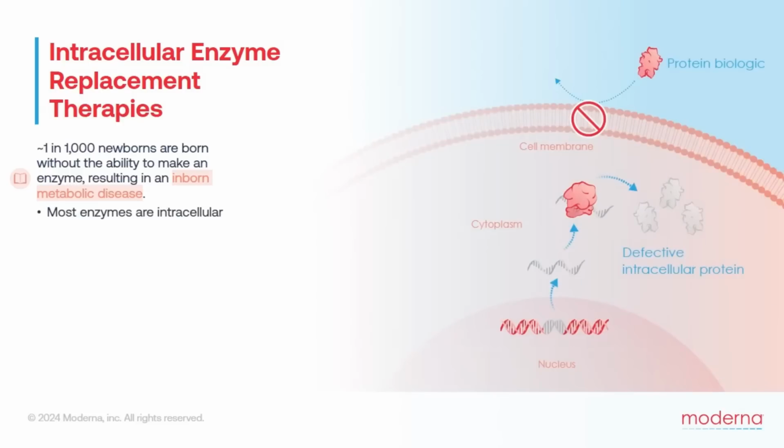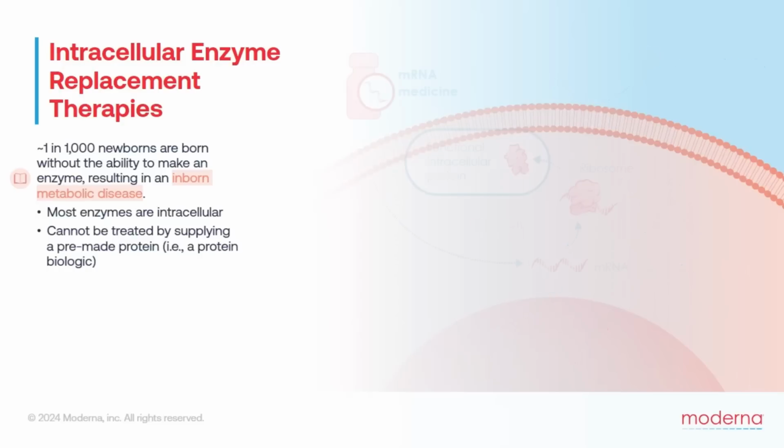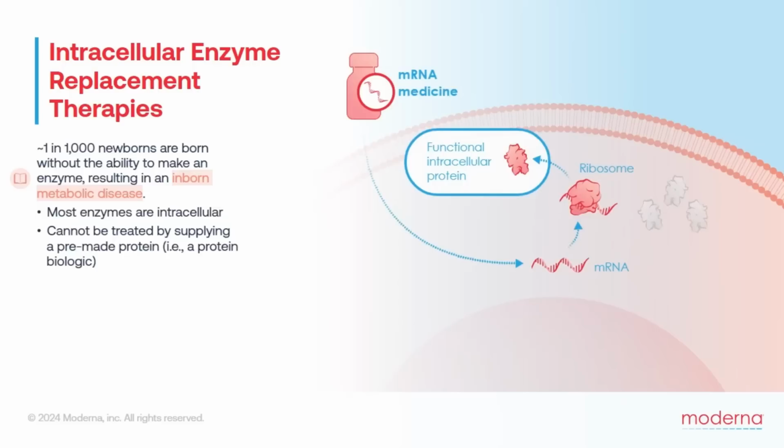Because the vast majority of metabolic enzymes are intracellular, that is, they function inside cells, these disorders cannot be treated by supplying a protein therapeutic made outside the body. So for most of these disorders, no therapy other than simple symptom management has previously been possible. But because mRNAs can supply a patient with the instructions to make inside their own cells the exact enzyme they're missing, mRNA medicines known as protein replacement therapies are a promising new approach for the treatment of many of these conditions.